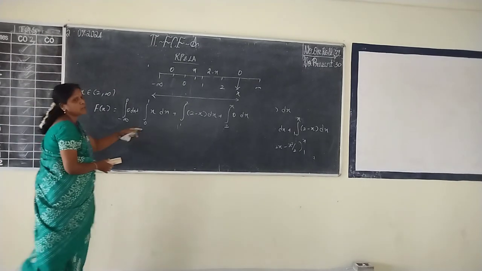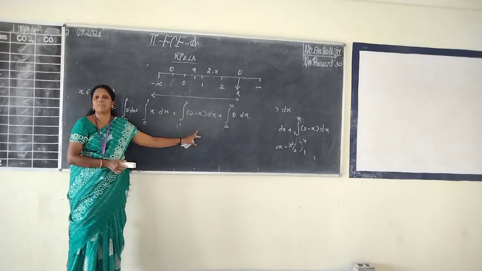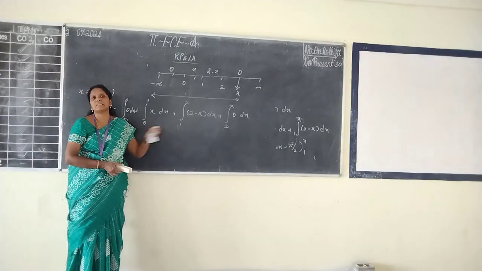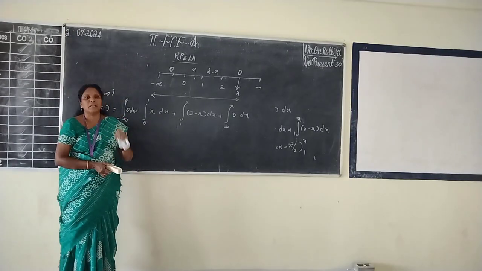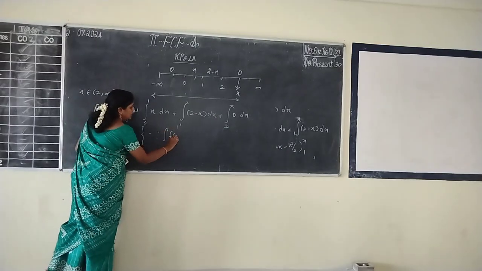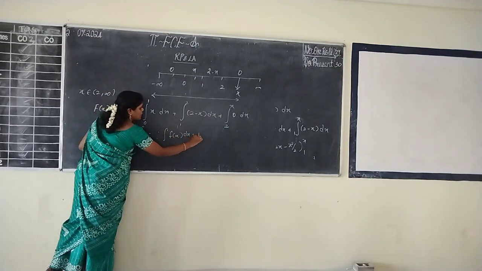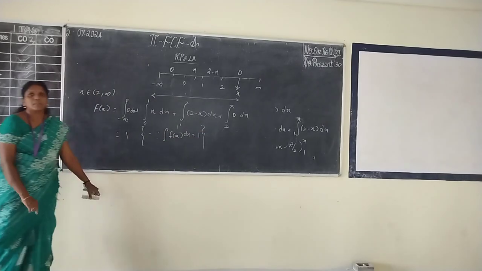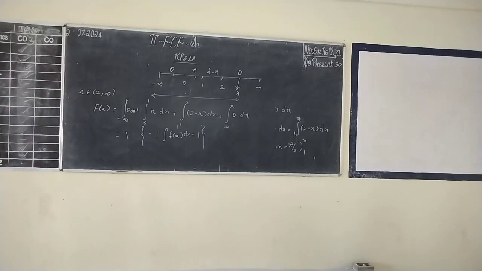When this case comes, you have taken all the defined f of x, right? So the answer must definitely be 1. So let us see the justification. Since integral of f of x dx equals 1, no need to do the integration at all, because you have considered all the possible cases. Any doubt, ma'am?